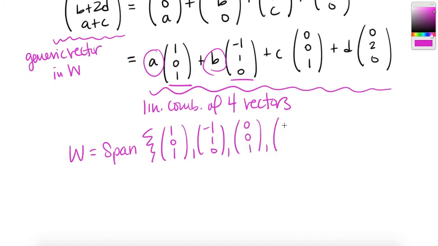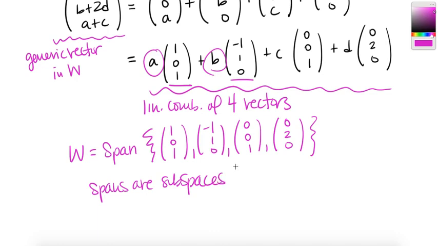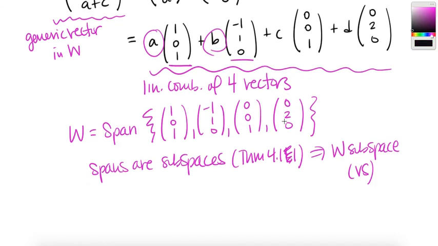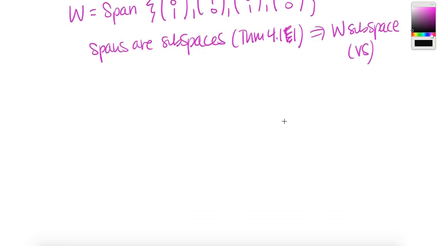So we don't actually have to prove any of the subspace things because W is the span, and spans are subspaces. That was our theorem. So W is a subspace, or it is a vector space in and of itself. Great. Let's talk for a second about what types of things kind of ruin it being a subspace.